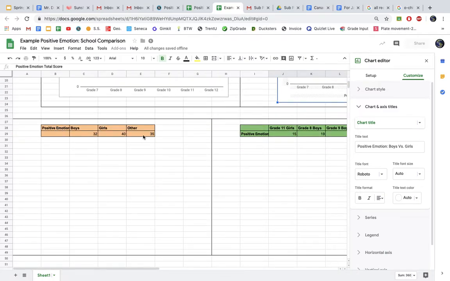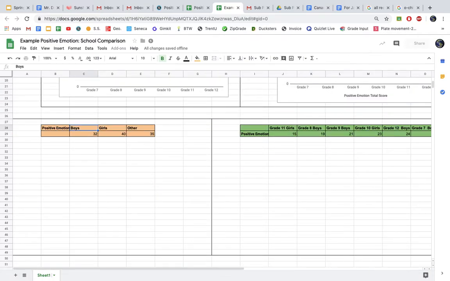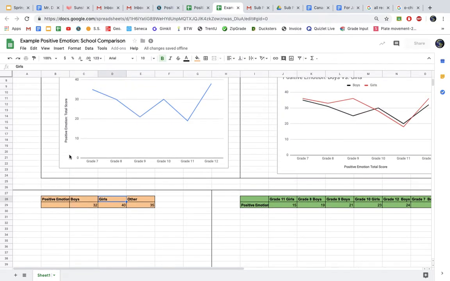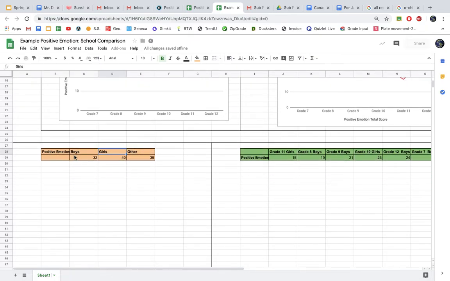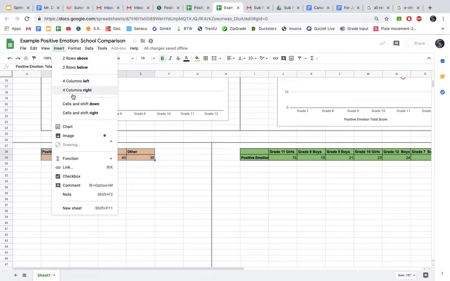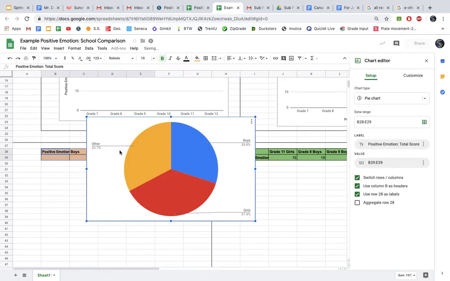Let's go to this one. So this one, we're doing positive emotion, boys, girls, other. This one we're not looking at over time. Like notice these ones, this is going from grade 7 to 12, so those years of time, same again. This one we're just looking at highest average. So let's highlight, insert chart, and it's given us a pie graph, but that's not what we want. That doesn't really tell us, I guess it's got percentages here, but this is not the best way.